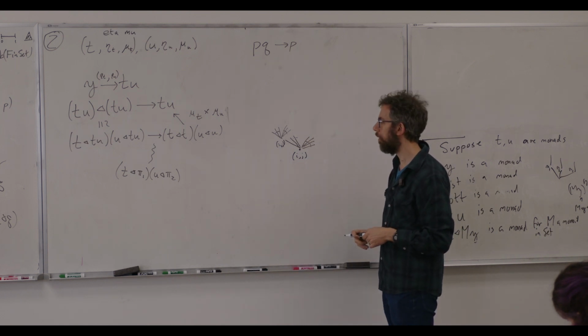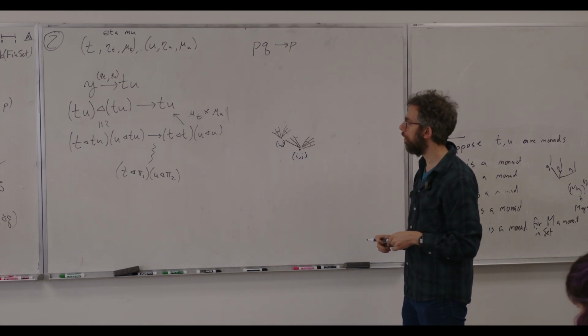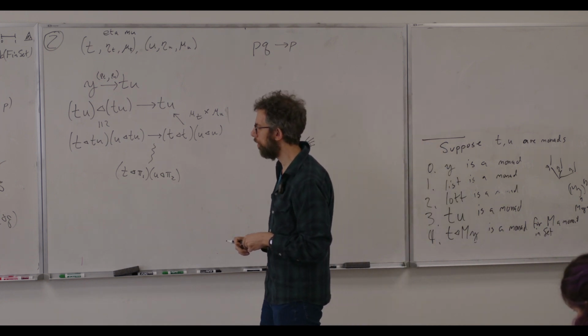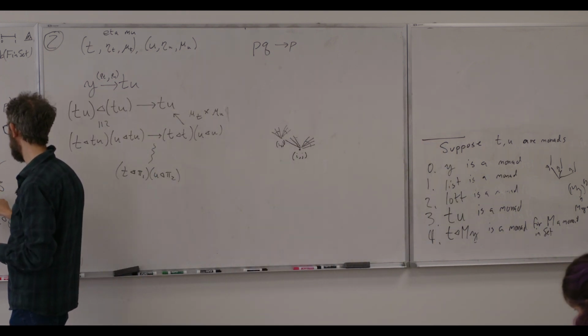Nate, David, over here, this map where you took into account the distributive property has an equal sign. It's always an isomorphism.